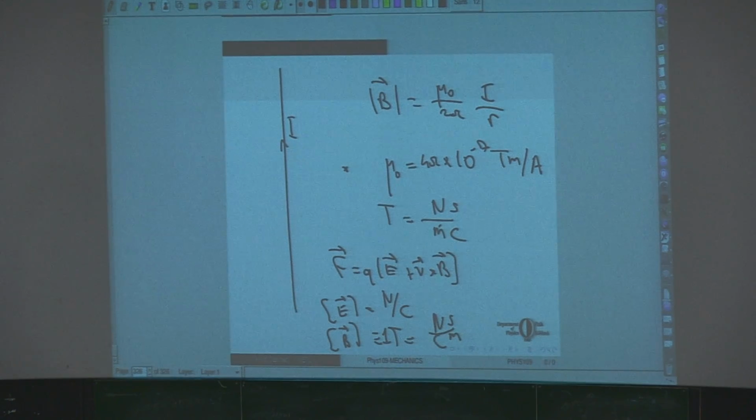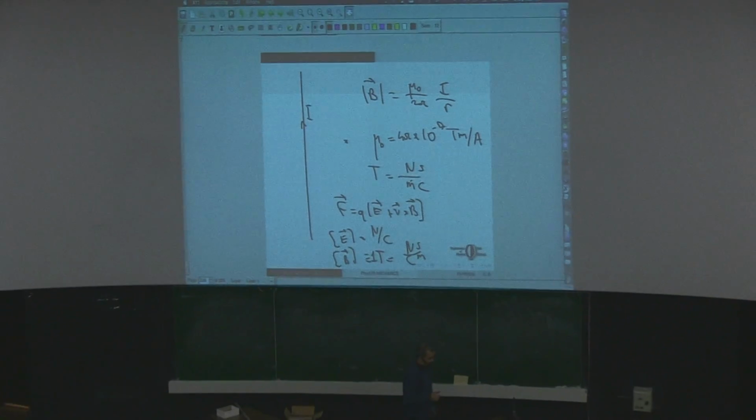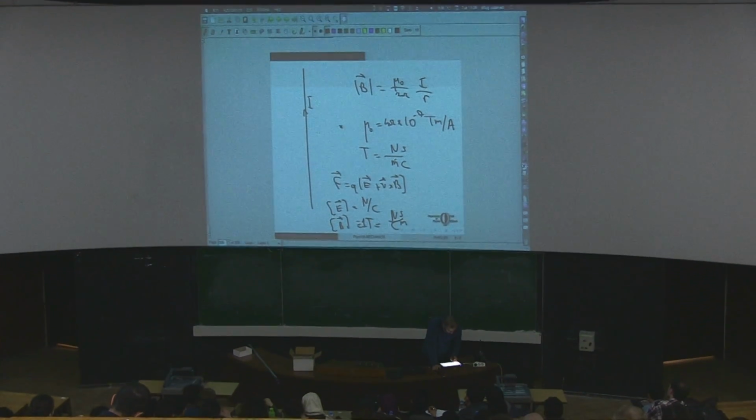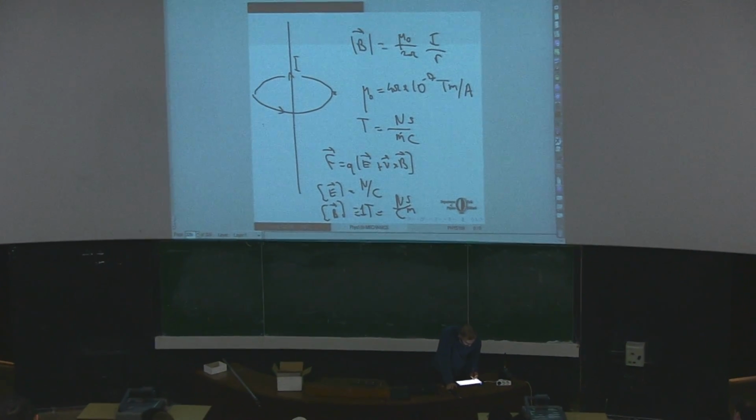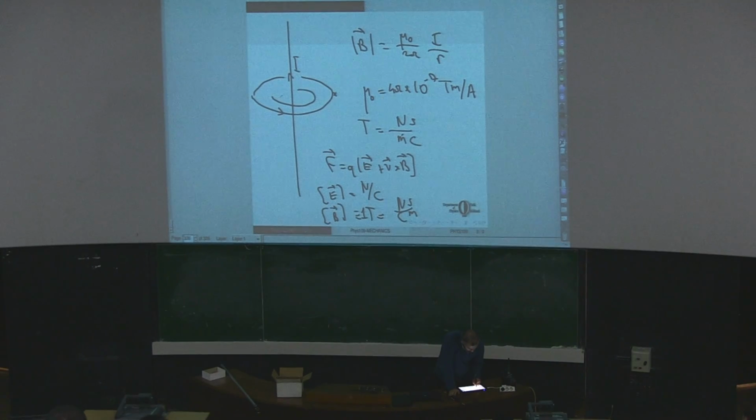And what about the direction of the magnetic field? This is just the magnitude, and the direction is determined by the right-hand rule. Wrap your fingers around the wire such that your thumb points in the direction of the current. In that case, your fingers show you the direction of the magnetic field. Now, in this case, the magnetic field lines will be just circles around this wire. Of course, they are everywhere. These are the magnetic field lines.